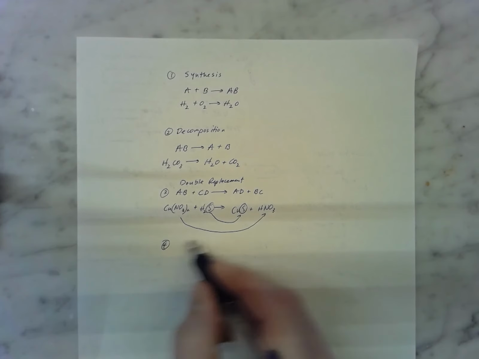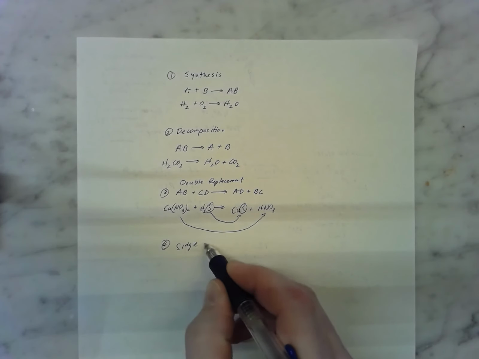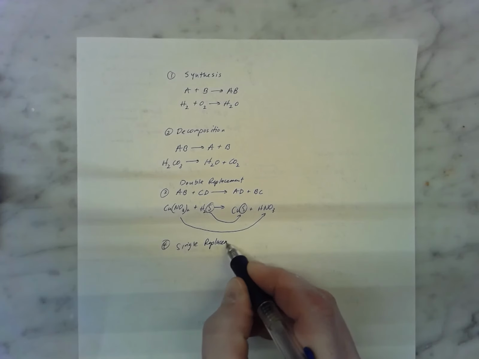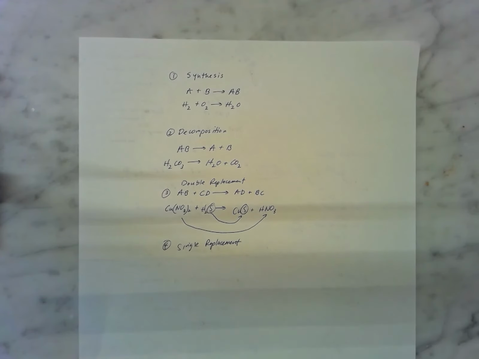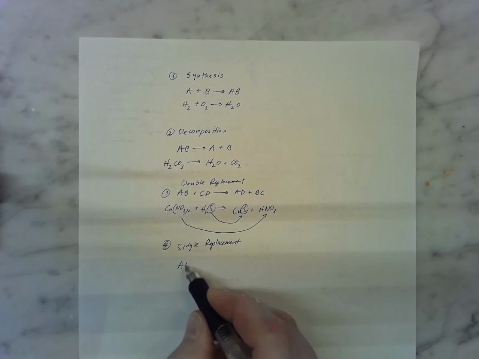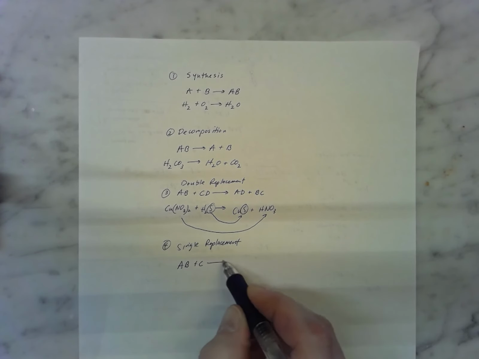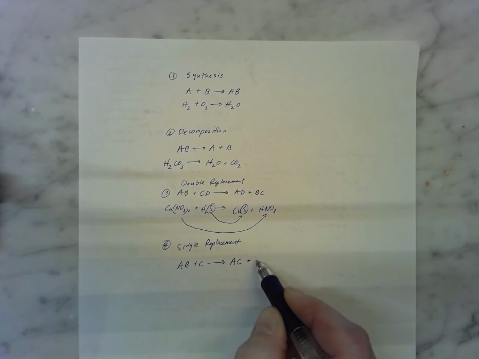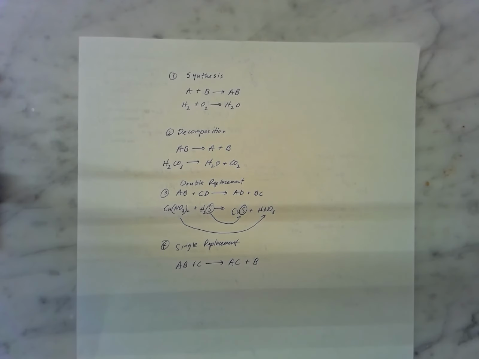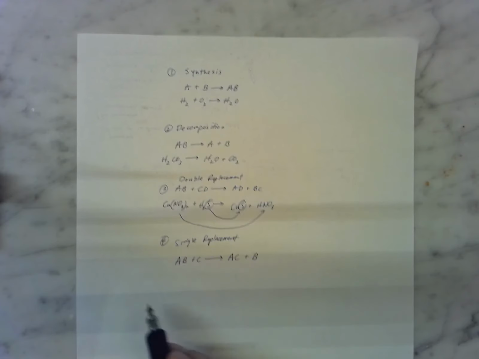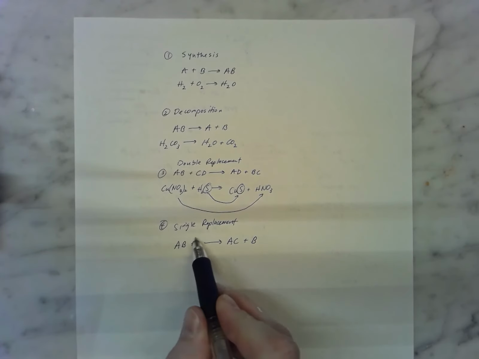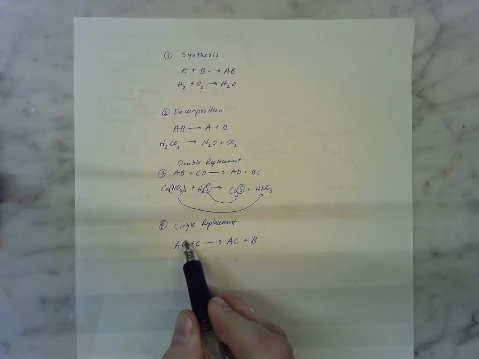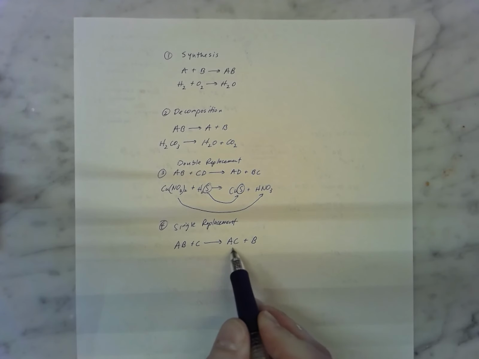Alright, and then we have a slightly simpler single replacement. Okay, and that's where you have an AB plus a C goes to an AC plus a B. Okay, and we'll see how that sometimes happens with the activity series of metals in just a second. Okay. So what happens is the C comes in and kicks that B out and takes his place. Okay?